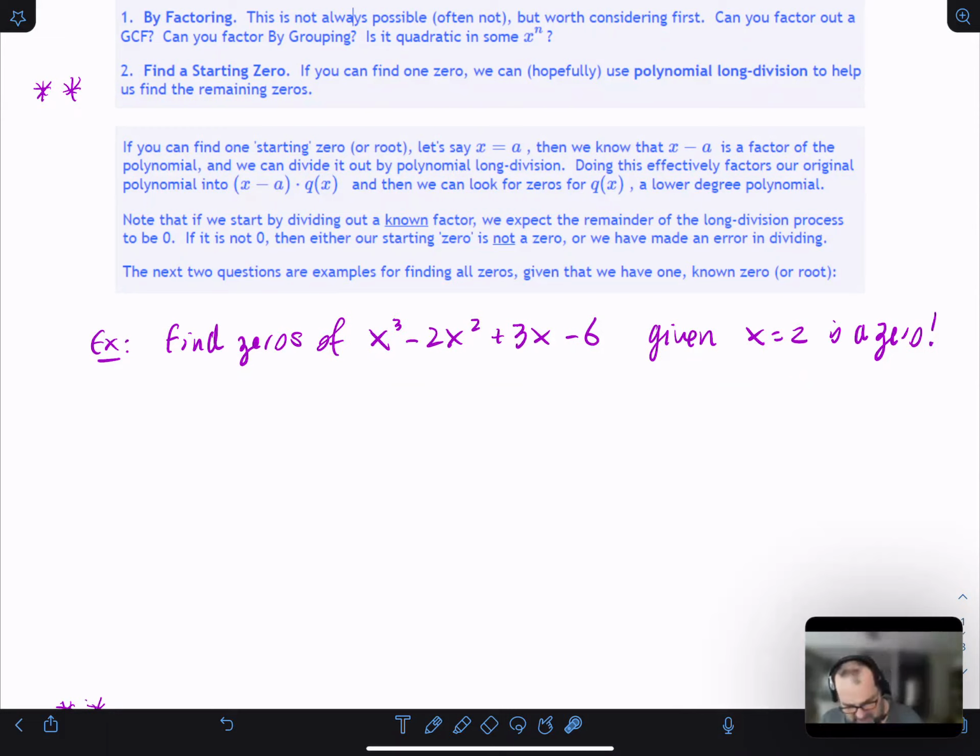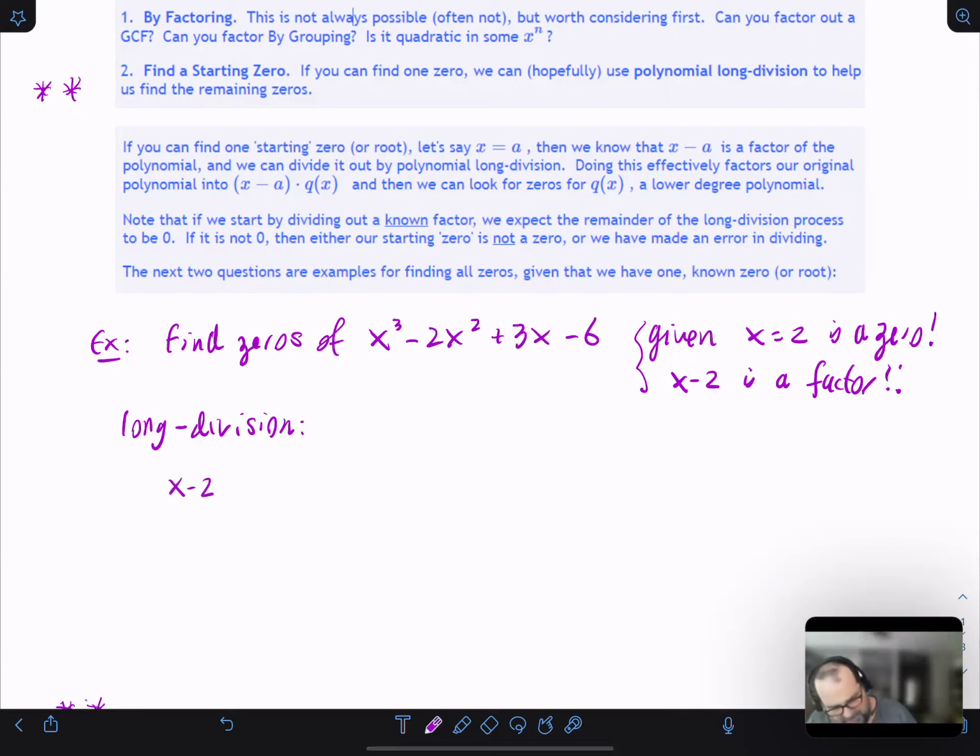So the idea here is as follows, that if x equals 2 is a 0, then x minus 2 is a factor of this polynomial. These two facts go hand in hand. If x equals 2 is a 0, then x minus 2 is a factor, and then we can do polynomial long division to divide it out and see what else we have. So polynomial long division would look something like this.